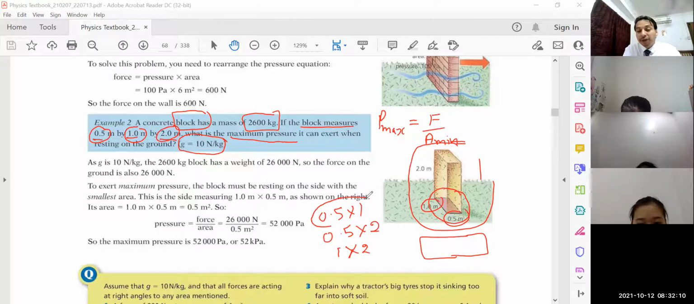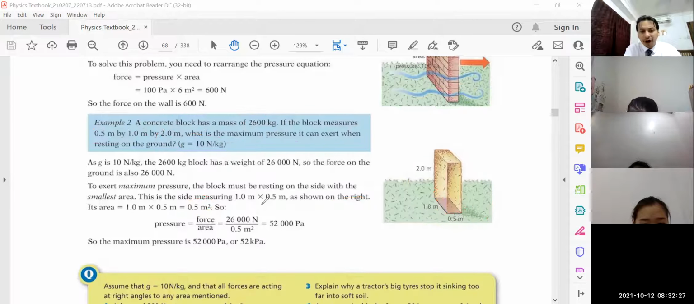Minimum area is possible if I take this dimension, 0.5 and 1. So if I multiply 1 with 0.5, I will get 0.5 meters square. So that is the area. Put that value. Now children, force is not given. Mass is given. Let me erase this value for a moment, children. How will you do this question?